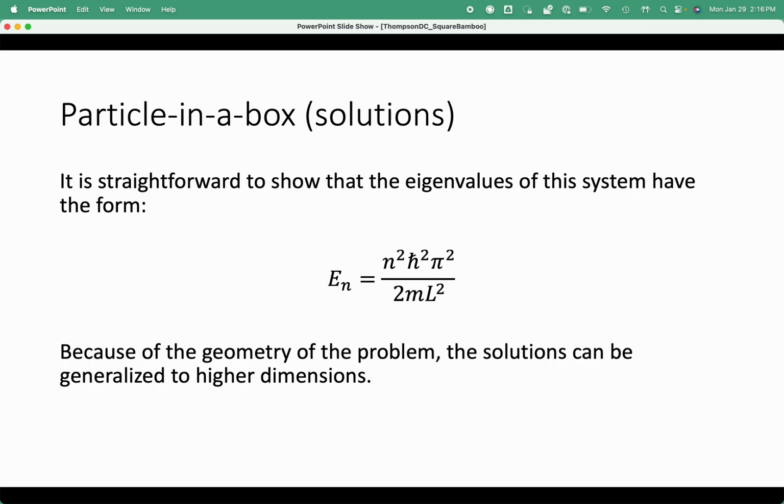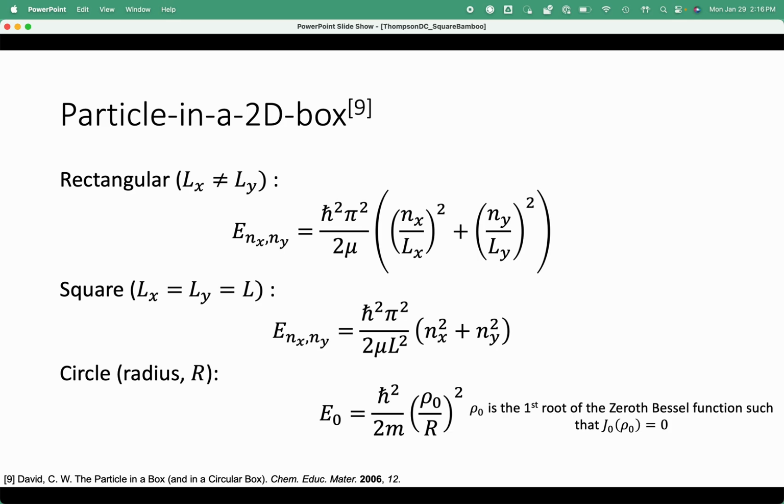The simple one-dimensional particle in a box problem has a nice closed form expression for the eigenvalues of the system, and because of the geometry of the problem, the solutions can be generalized to higher dimensions. Here we see the simple expressions for the rectangular, square, and circle particle in a box problem.